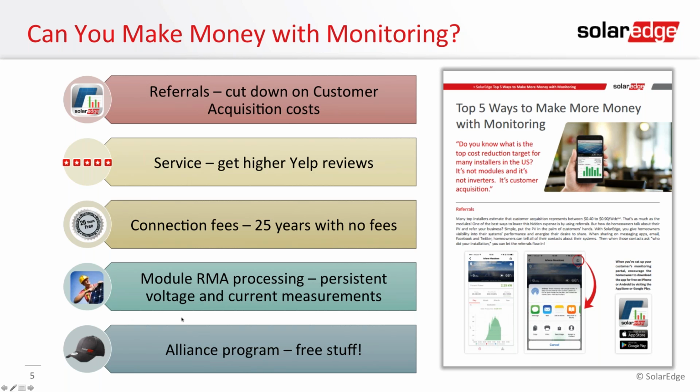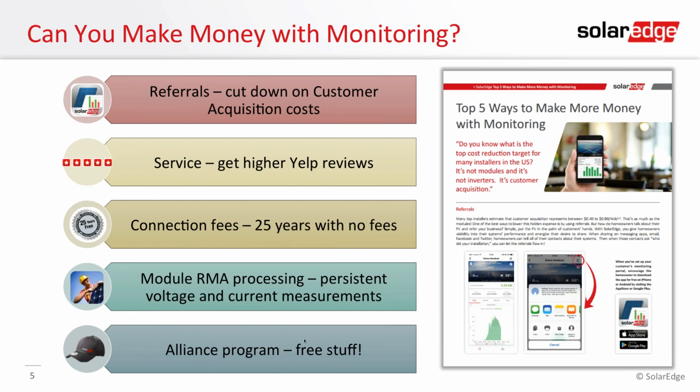A couple other ones in here. The one at the bottom, Alliance program. We do have an Alliance program. You get points for every kilowatt that you connect to the monitoring portal. So that's important. If you just install the inverter and don't connect it, you're not getting those Alliance points. And when you're getting those Alliance points, you can redeem them for nice gifts, some hats, t-shirts, that type of thing. There are service kits as well that are available.